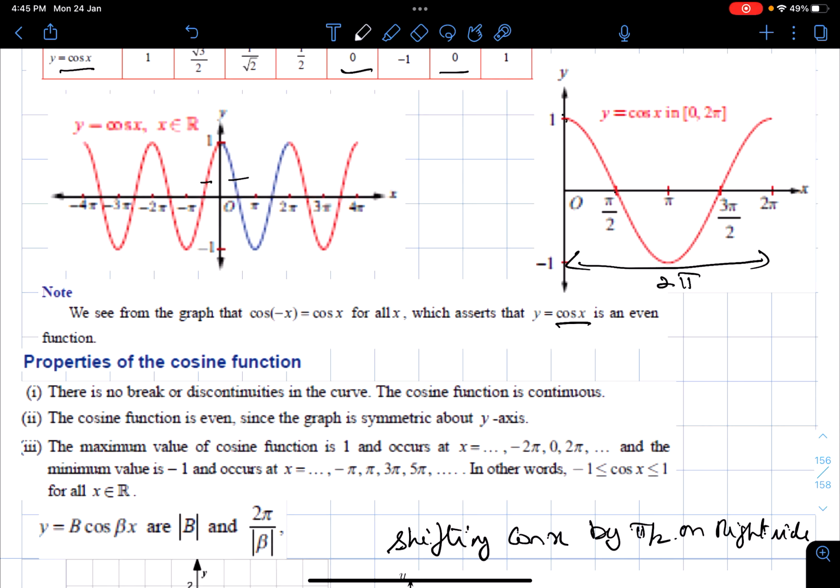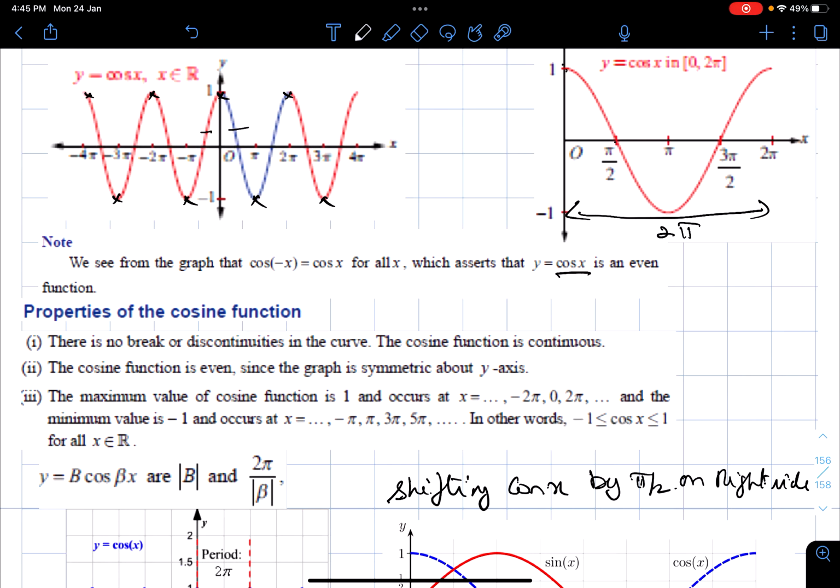The maximum value is 1 here. The maximum value 1 occurs at x equal to minus 2 pi, 0, 2 pi and 4 pi and so on, whereas the minimum value minus 1 occurs at minus pi, pi, 3 pi, and on this side it will go to minus 3 pi. In other words, minus 1 is less than or equal to cos x, which is less than or equal to 1.